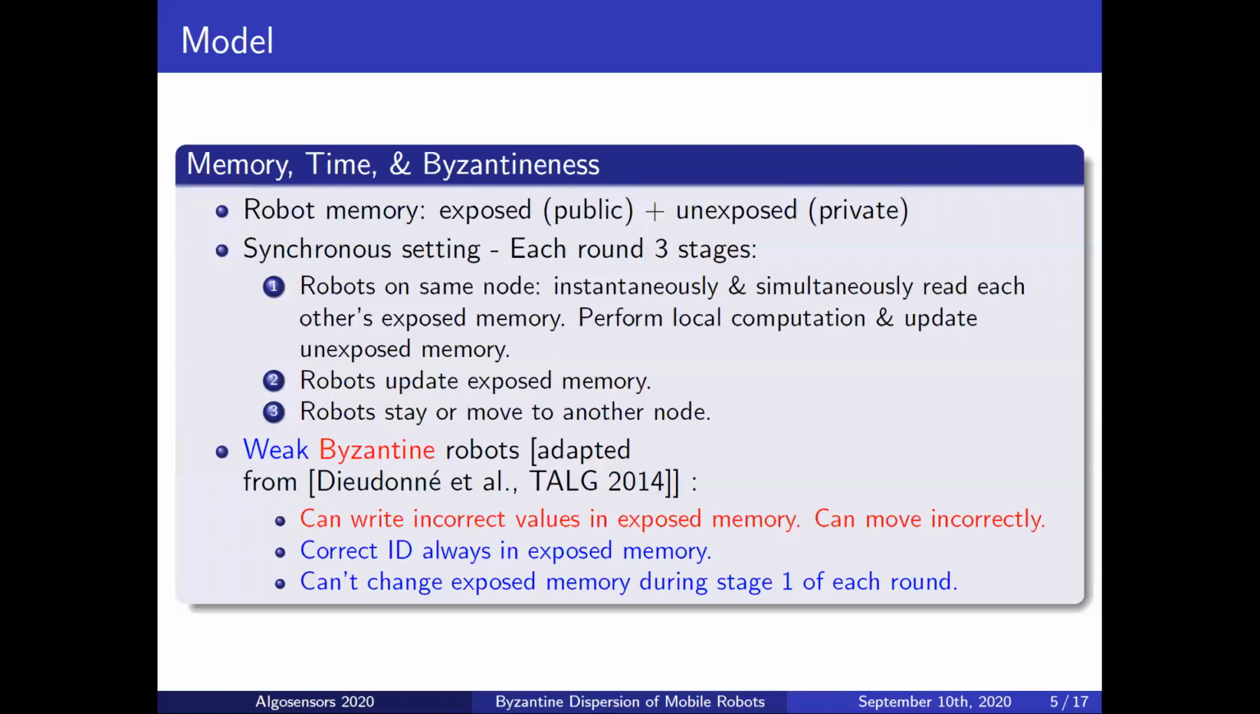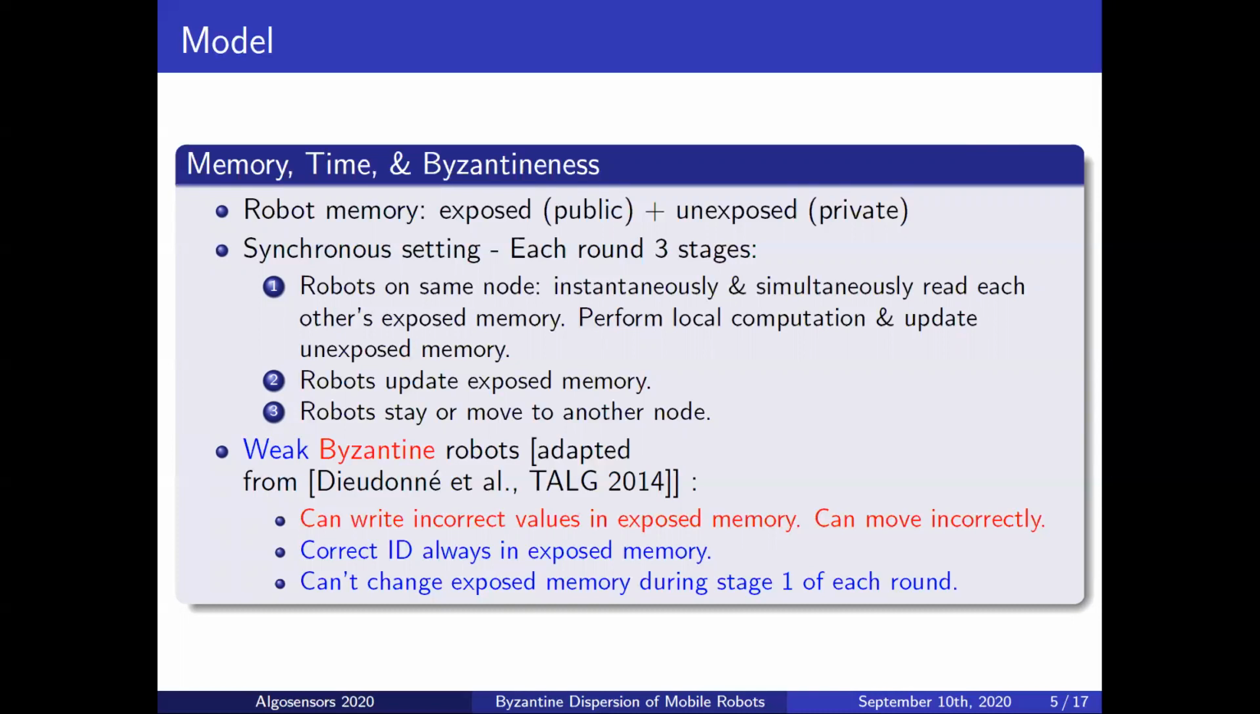And time proceeds in rounds, where each round consists of 3 stages. First, all robots that are co-located on the same node instantaneously and simultaneously read each other's exposed memory. And they may perform local computations and update their own unexposed memory. After that's done, robots then update their exposed memory. Finally, robots can either move to another node or stay in their given node.